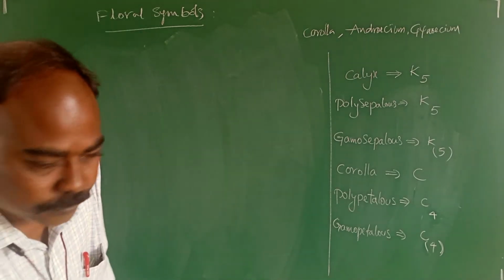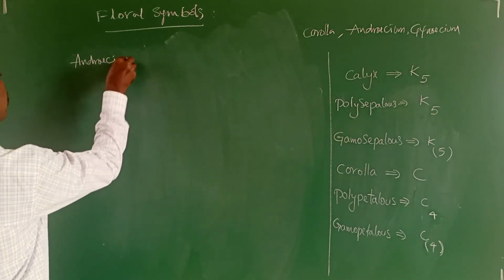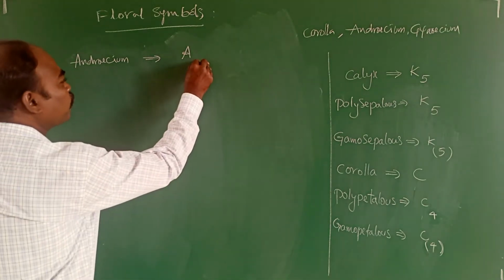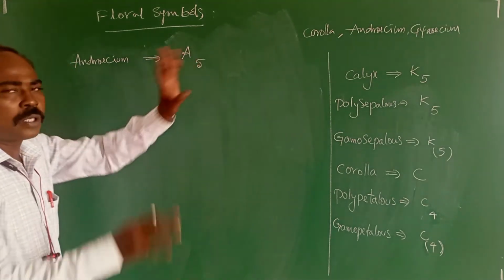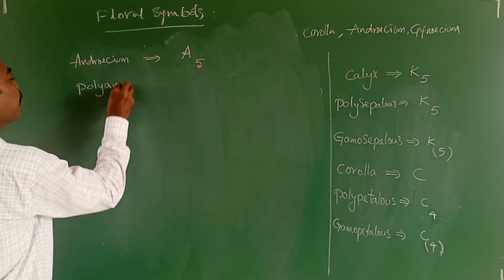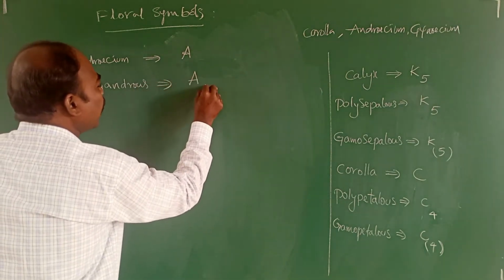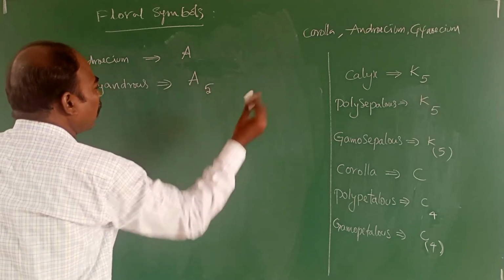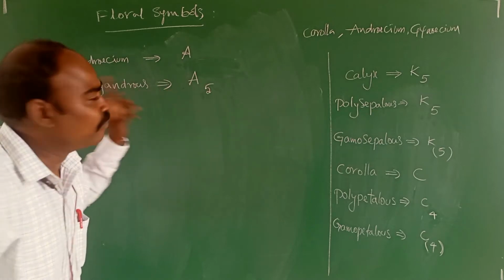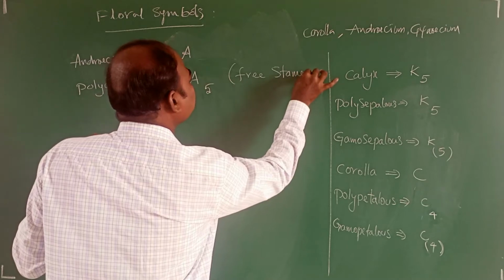Next, the third one, androecium, indicated with the letter A. If the androecium is found without brackets, this indicates the polyandrous condition, which means A5 or A4 or whatever it may be, without fusion: polyandrous, free stamens. In a flower, the stamens are free.